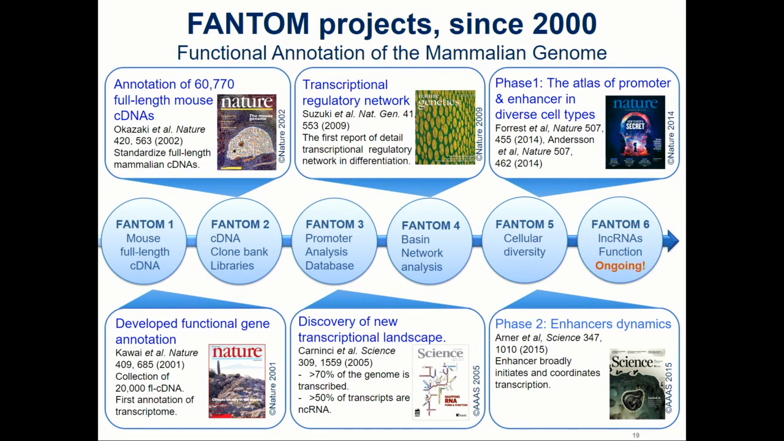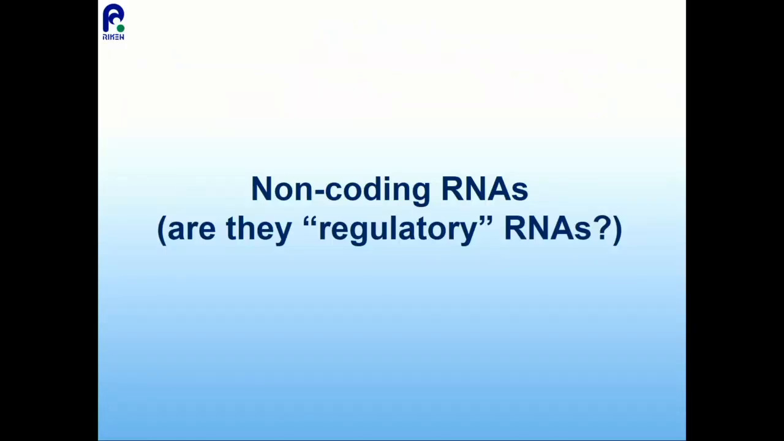So I mentioned FANTOM, and I didn't say that FANTOM is a project that started many years ago. Actually, FANTOM started in the year 2000, when we really wanted to annotate for the first time mouse cDNAs, and we went on annotating transcripts until 2005. In FANTOM3, we identified a lot of unexpected RNAs that were not encoding for any protein. Actually, we found that more than 70% of the genome is transcribed, and more than 50% of the RNAs are non-protein coding.